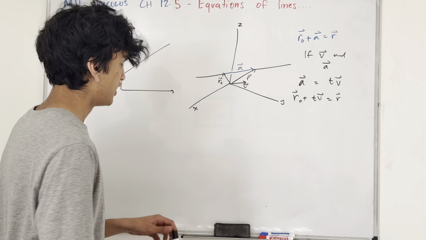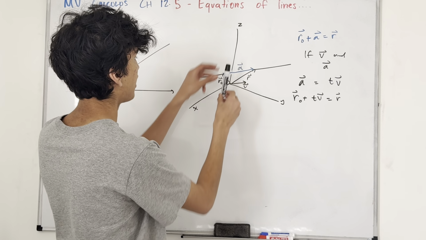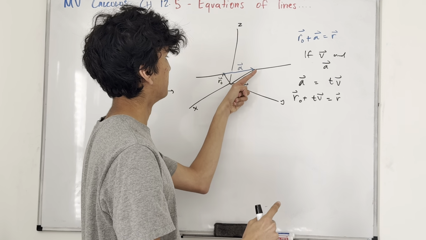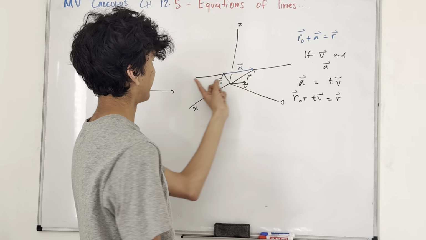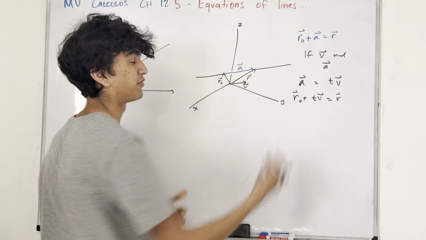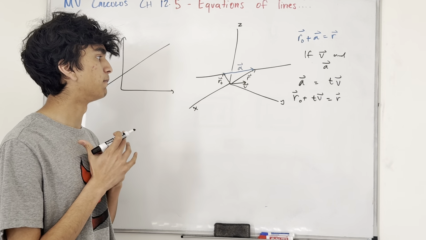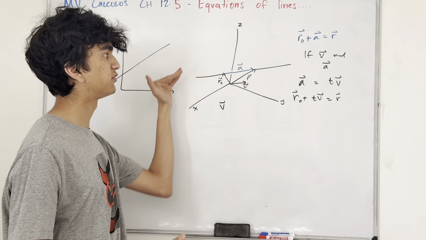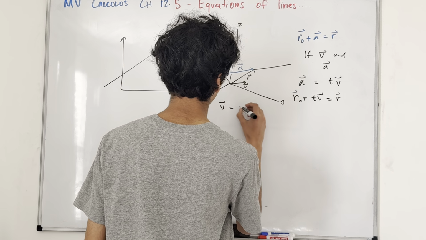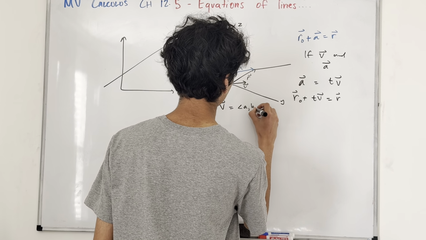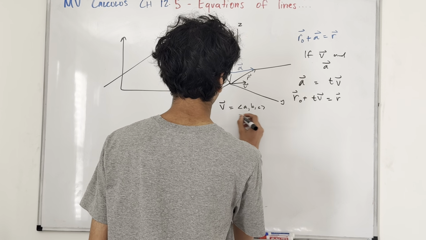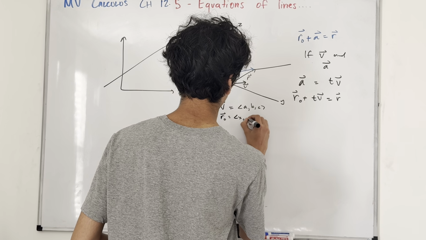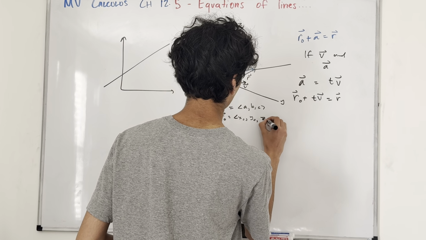So in theory, my line is now traced out by this r position vector. If you imagine this vector changing by t times v, the tip is going to trace out that line. Hopefully that makes sense. Remember, v is going to be parallel to this line. Let's say v is defined by a, b, and c, and r initial is x initial, y initial, and z initial.